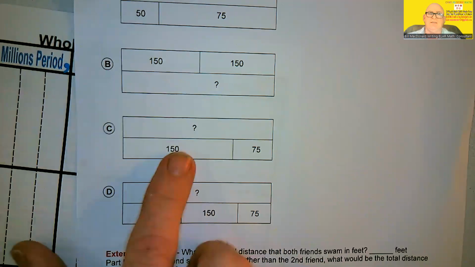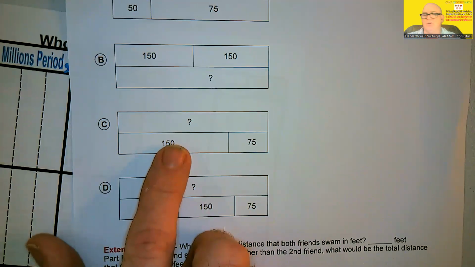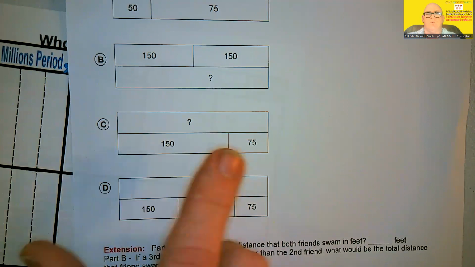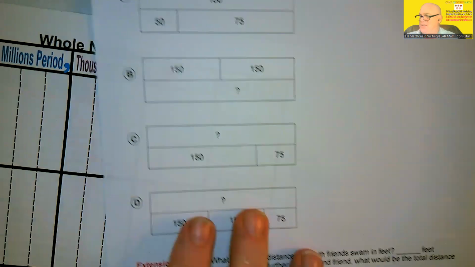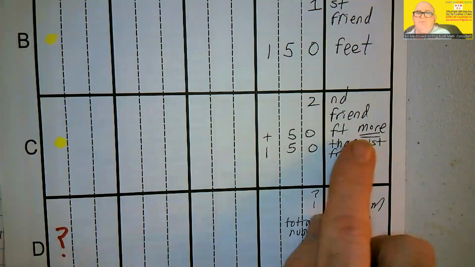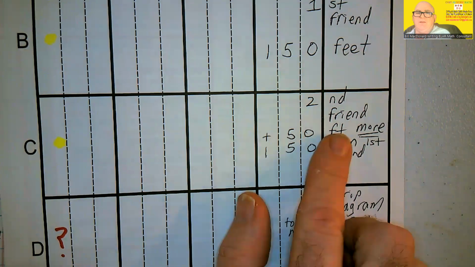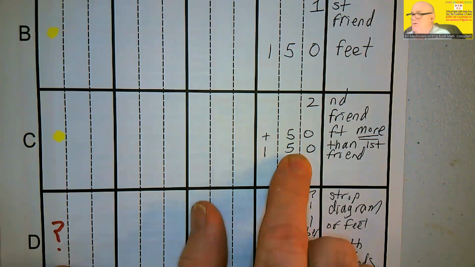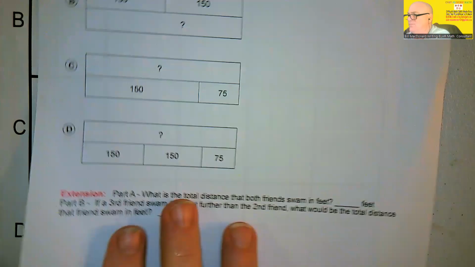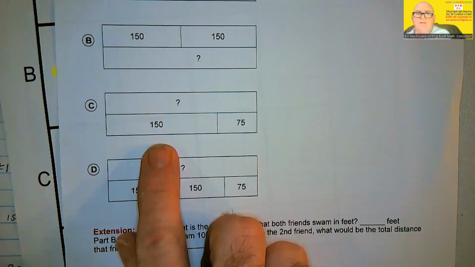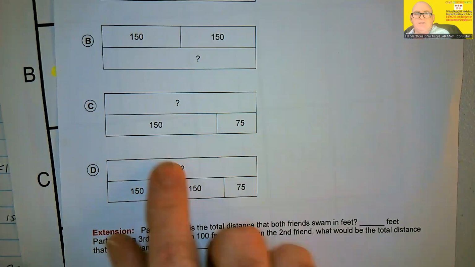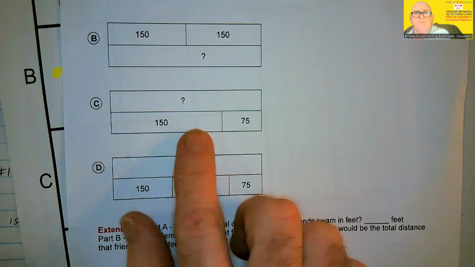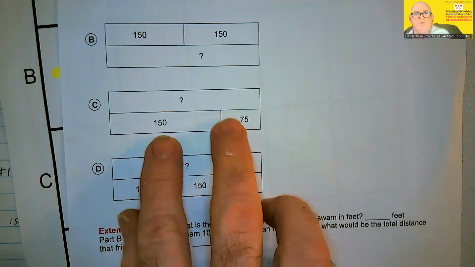So take a look at letter C. This is the biggest distractor that most kids in Texas went for. Letter C in my little third brick had the second friend swimming 50 feet more than the first friend. So if you look, there's a 150 plus 50. Those numbers are together in that little box. And that's what letter C does here. Very similar to how it was tested with different numbers in a different situation.